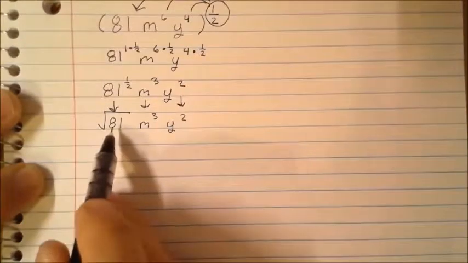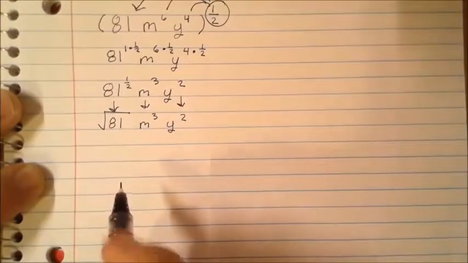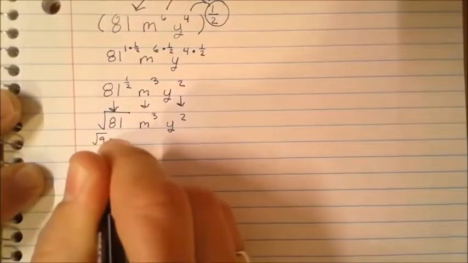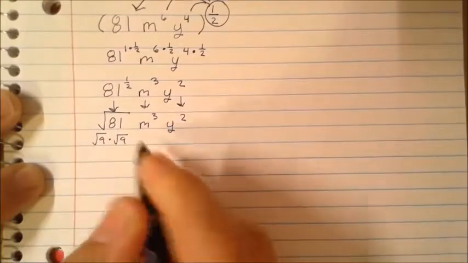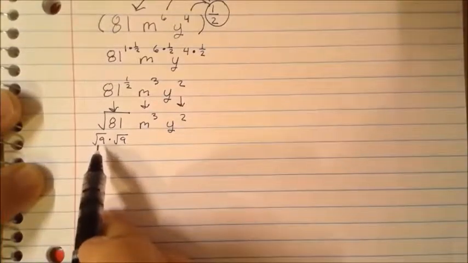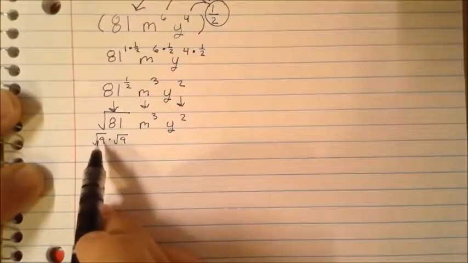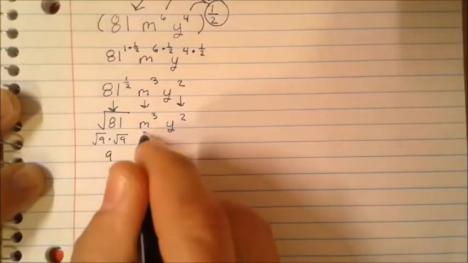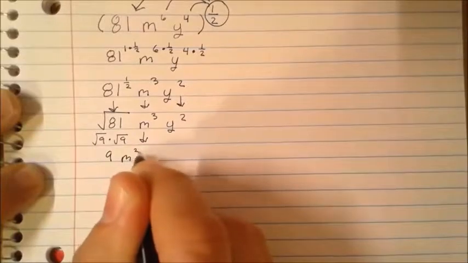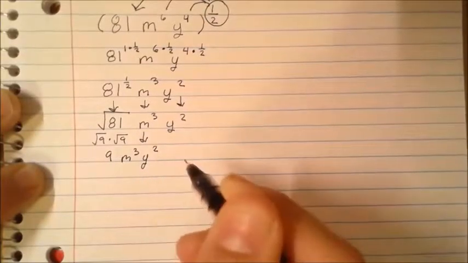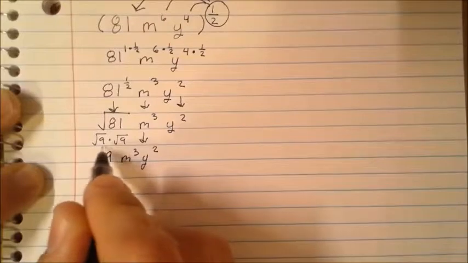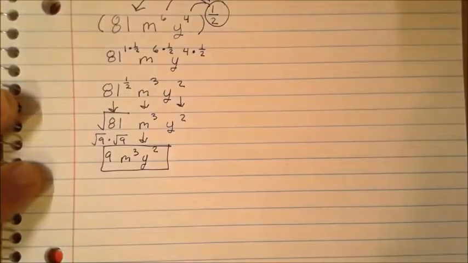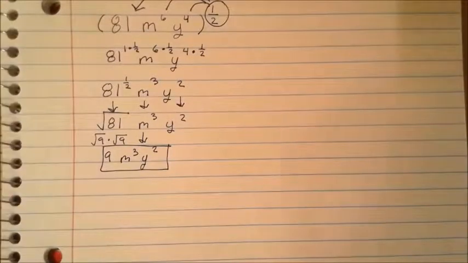So if we were to work this out, what number times itself would give you 81? And then you can say, well, I know that the square root of 9 times the square root of 9 would give me the square root of 81. And remember, whenever we have this radical, any radicand times itself gives us that value. So that answer is 9. Bring down my m to the 3rd power and my y to the 2nd power. And that is my final answer. This has now been simplified. So that's how you deal with a rational exponent.